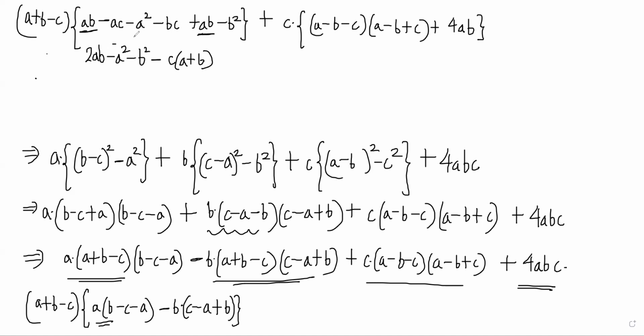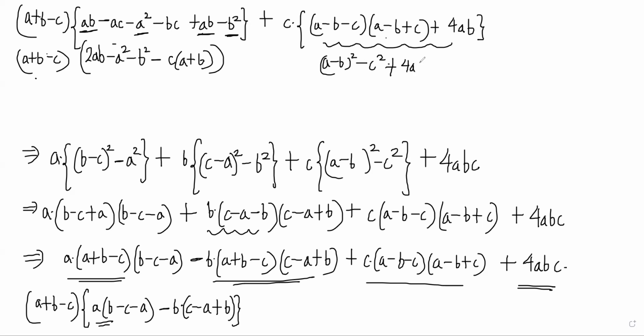This term, this term, this term, and this term has been taken into account. And you have A plus B minus C here. And here, what do I get? Here I get (A minus B) whole square. And (A minus B minus C)(A minus B plus C), minus C square, plus 4AB. This becomes (A plus B) whole square minus C square.